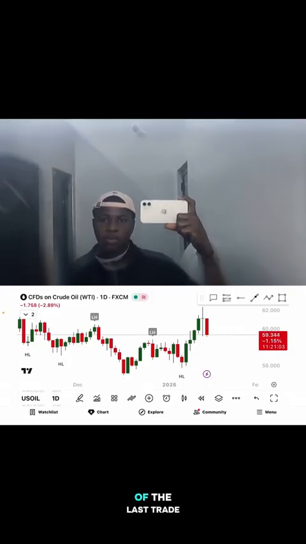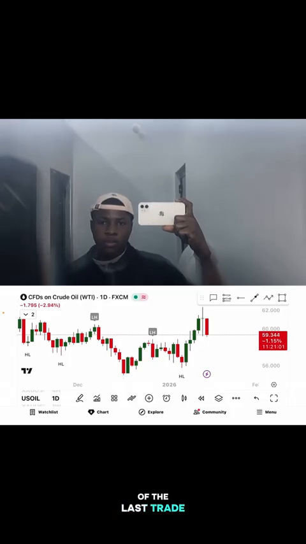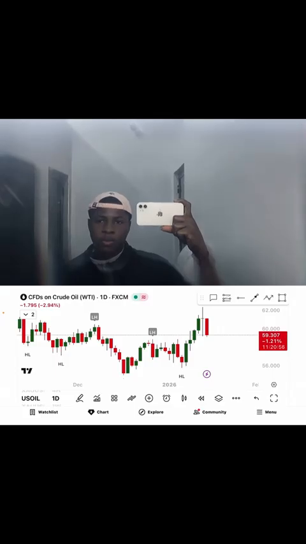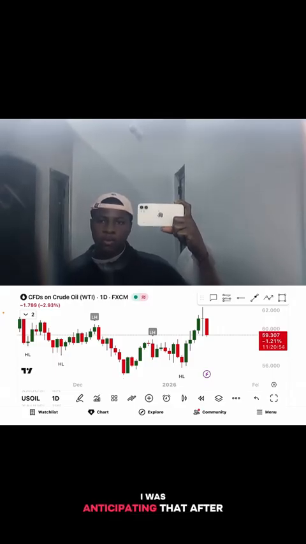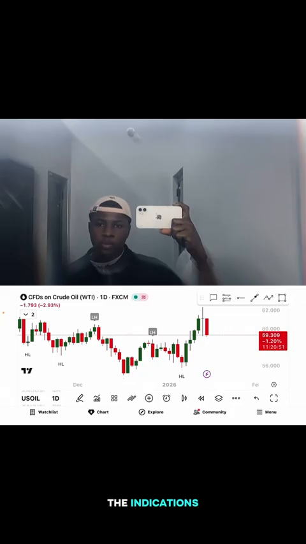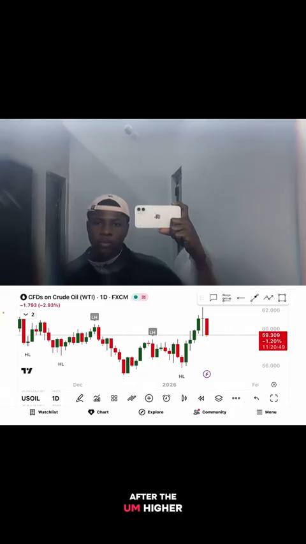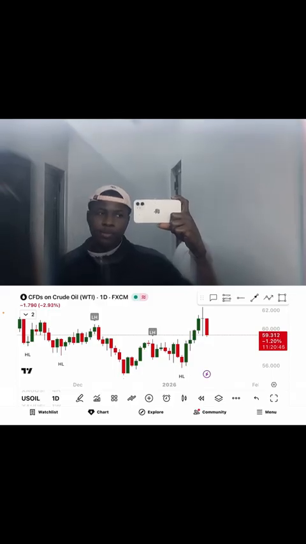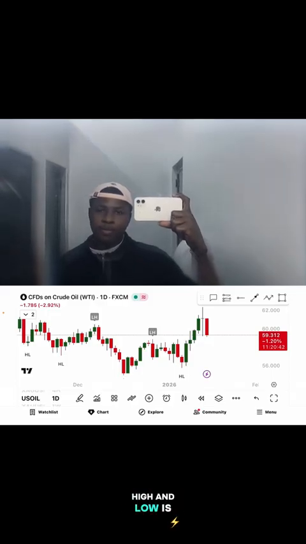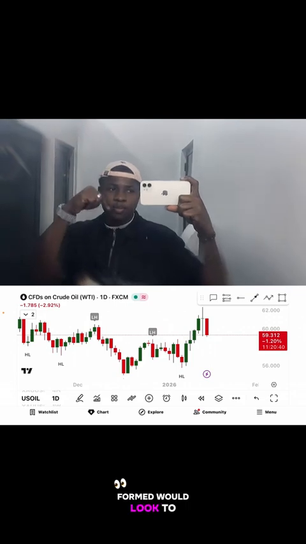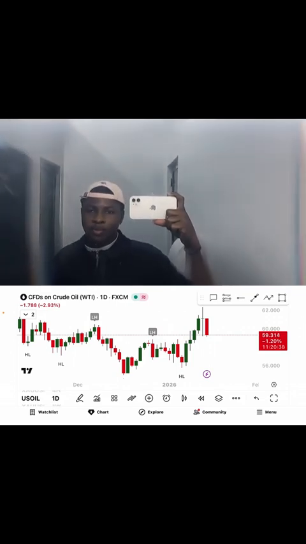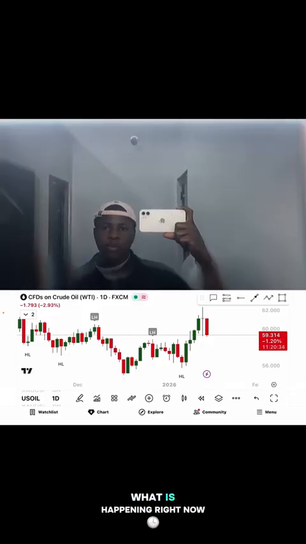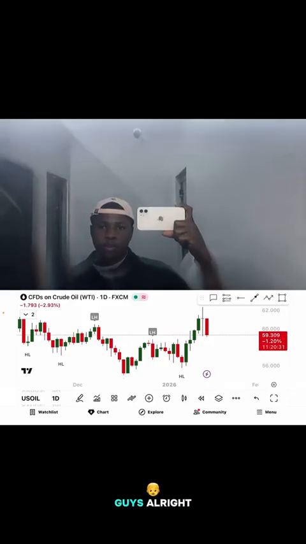Based off of the last trade that I analyzed for you on US oil, I was anticipating that after the higher high has been formed, we would see a higher low, and then after the higher low is formed, we would look to get a new high being formed in the market. And that is exactly what is happening right now. I'm about to show you guys.